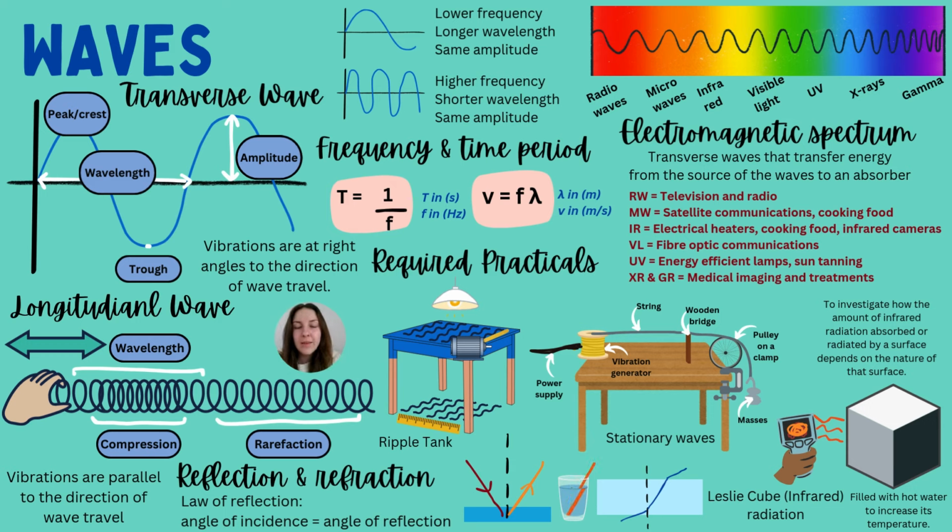Let's go through some of the key labels. So a peak or a crest is the top of that wave. A wavelength is from one peak to one peak, or one trough to one trough, or from one specific area to the next on that wave. The trough is the bottom part of that wave, and the amplitude is the height of that wave from the midpoint.